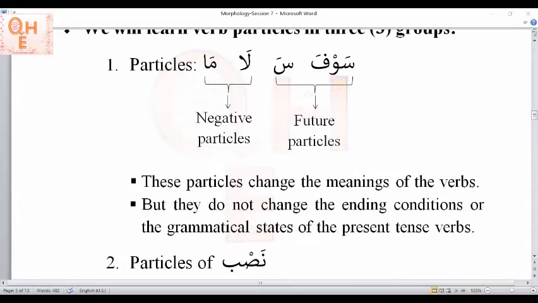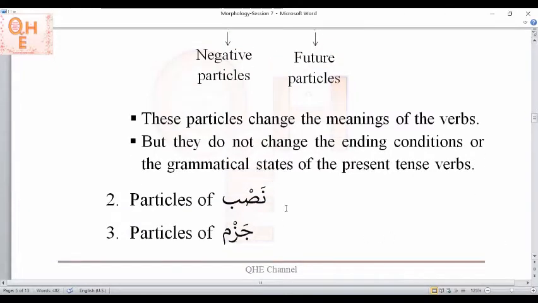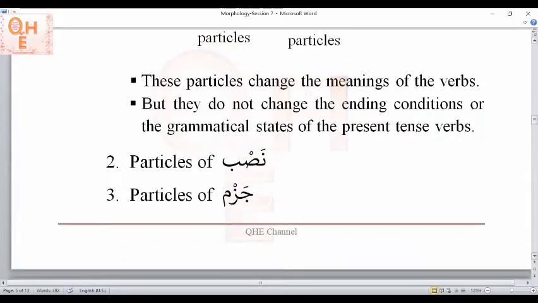The second group of particles we will learn is called particles of Nasb. It will be in a different session, inshallah. And the session after this, we'll be learning particles of Jazm. So they will have their own session, inshallah. Now let's move over and learn the particles that we're going to learn today: ma, la, sa, saufa. So let's start with ma.